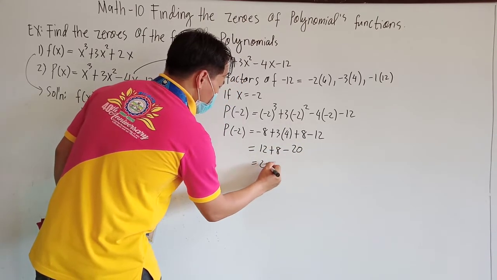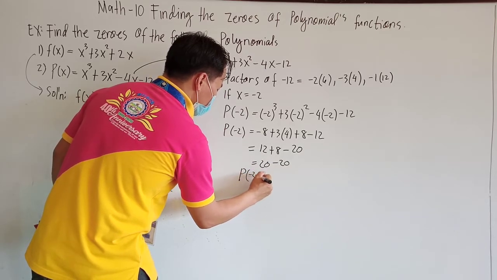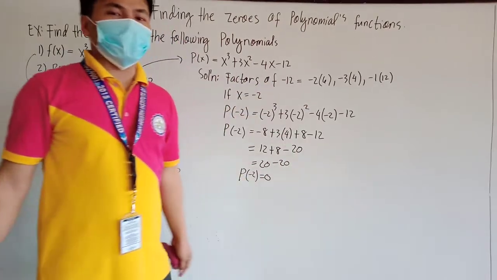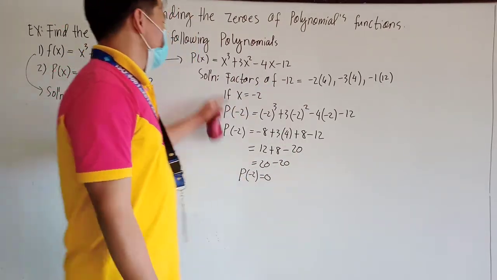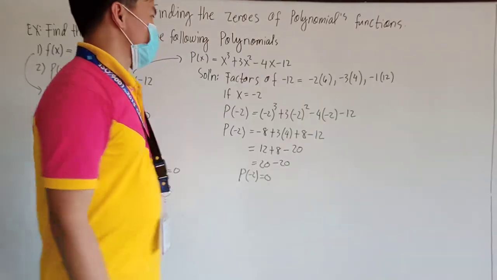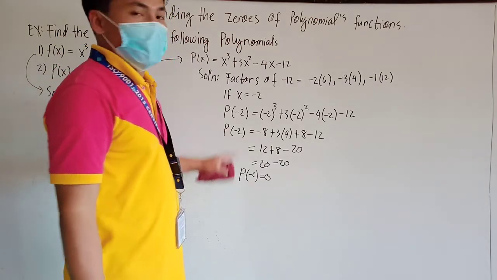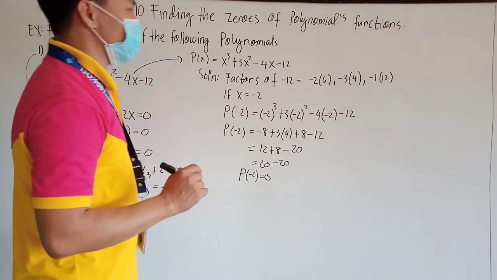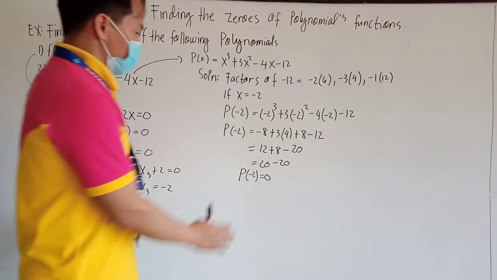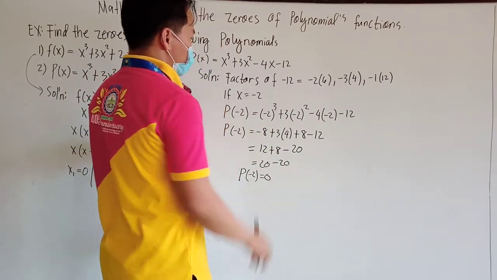We have here 20 minus 20. Therefore, p of negative 2 is equal to 0. It means that one of the zeros of the function x cubed plus 3x squared minus 4x minus 12 is negative 2. So we already identified that with x equal to negative 2, the function becomes 0. So this is one of the zeros of the given function. At this moment we already identified the first value of x, which is negative 2.